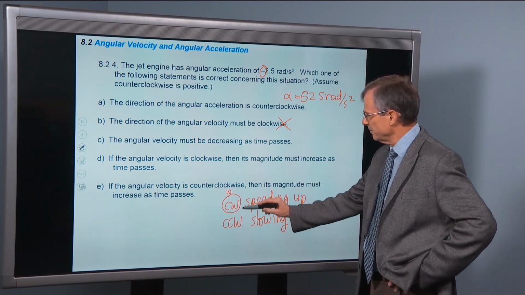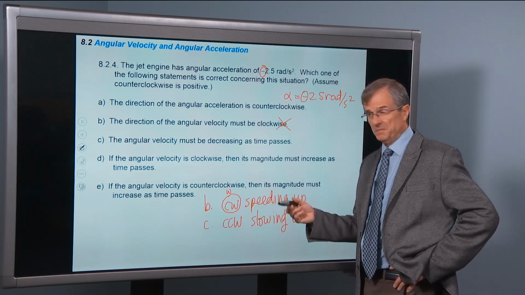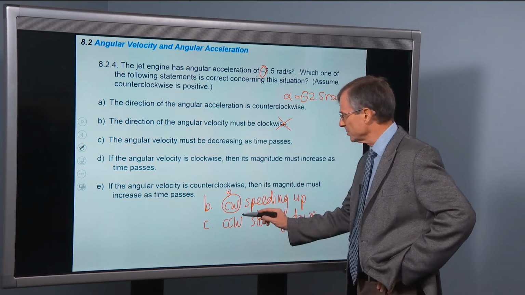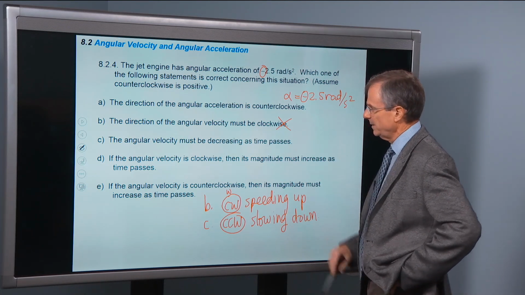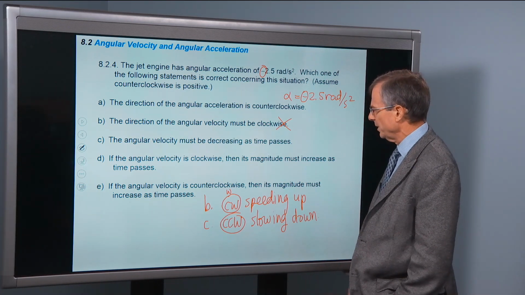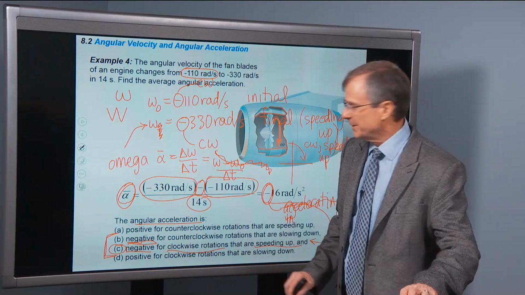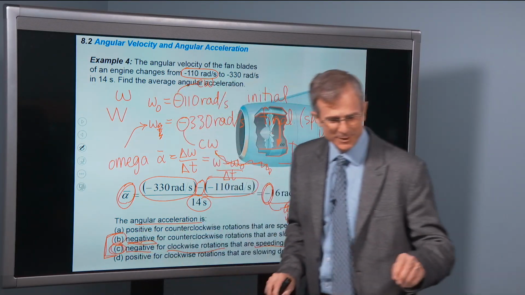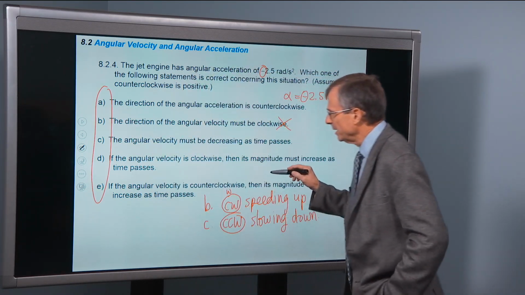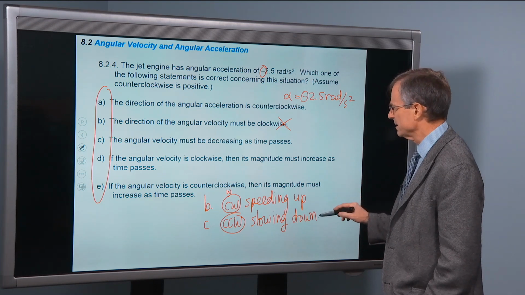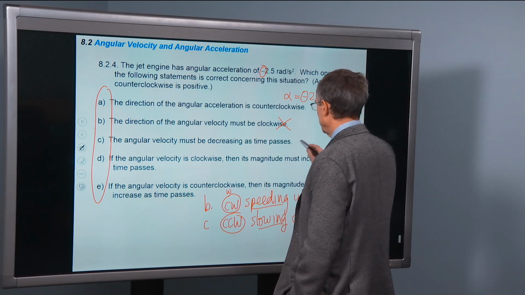In this case, this is case B, and this is case C. In case B, that's right, it's clockwise, but we could also have a counterclockwise rotation, and so that would violate it. This is B and C from that list, not to be confused with the B's and C's listed over here. All right, let's look at C here. The angular velocity must be decreasing as time passes. Well, we found that it could either be speeding up or slowing down, so it's not necessarily true.